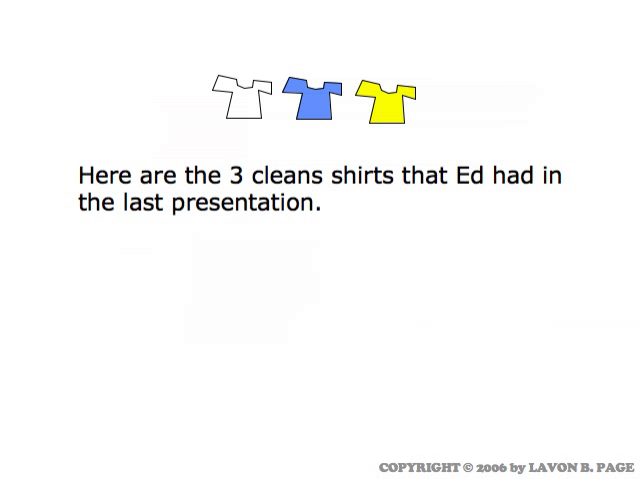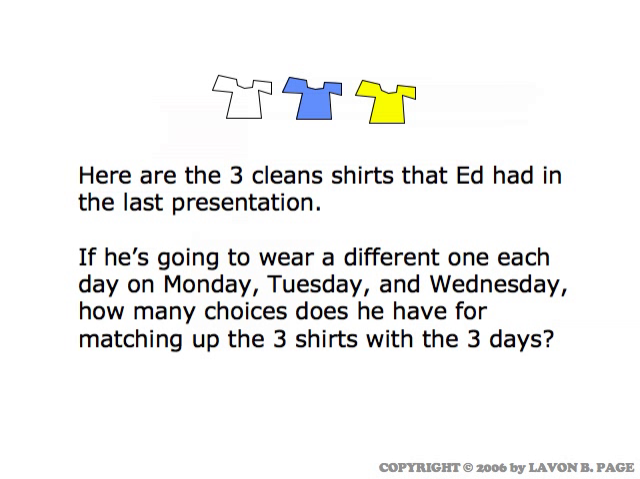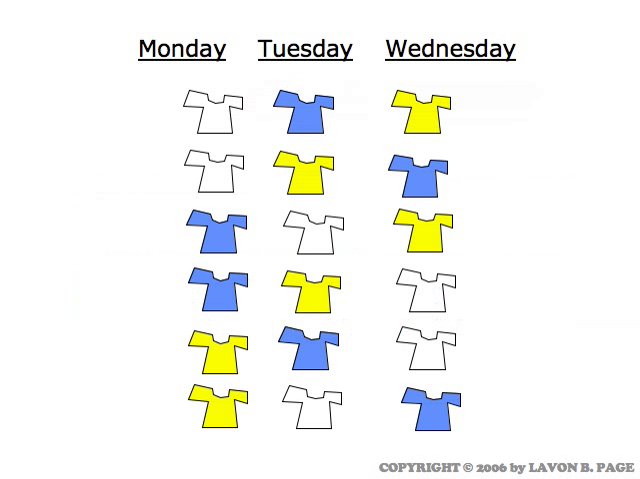To introduce the idea of permutations, we'll return to consideration of this fellow Ed and his choices for shirts. Remember, he had a white shirt, a blue shirt, and a yellow shirt. Let's suppose he's going to wear a different one on each of the days, Monday, Tuesday, and Wednesday. So he's got the 3 shirts to match up with the 3 days. How many ways can he match up the 3 shirts with those 3 days he's going to wear one shirt each day? We have a picture here that illustrates the choices.